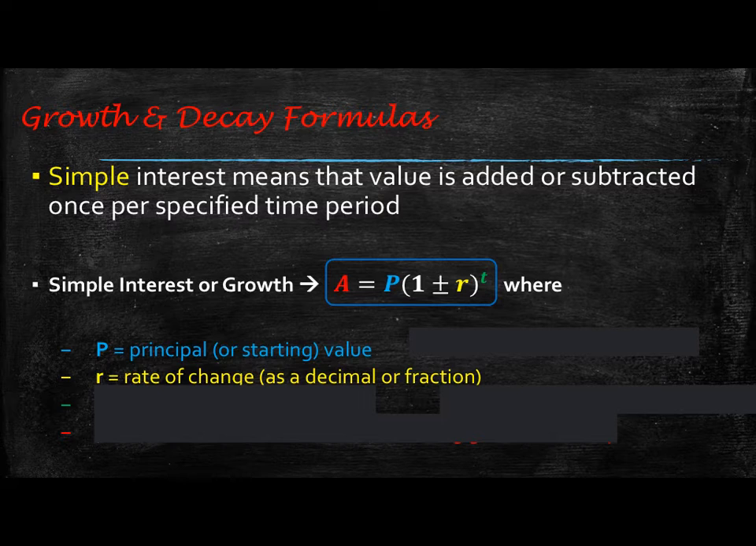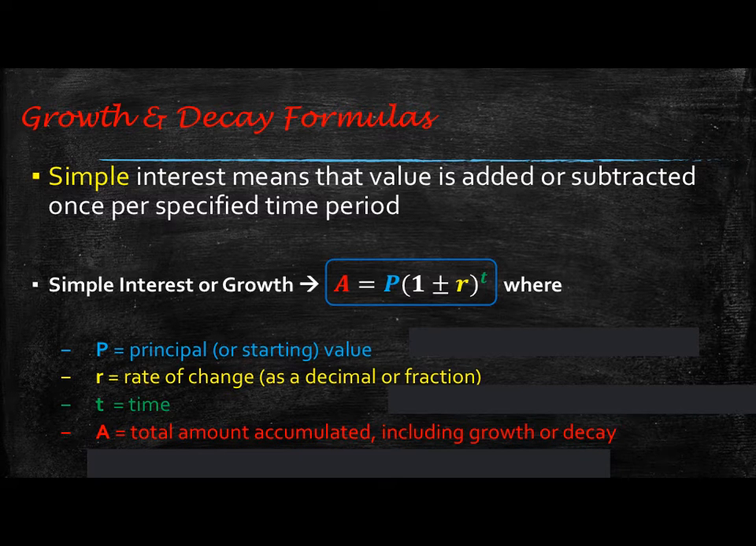R is going to be the rate of change, and it's going to be as a decimal or a fraction. Honestly, we mostly use it as a decimal, so remember you're going to be given a rate as a percent, and you're going to have to change that to a decimal. T is time, so whether that be in years or months, T is always going to be your time, and that's going to be your exponent. And then A is just the total amount accumulated.